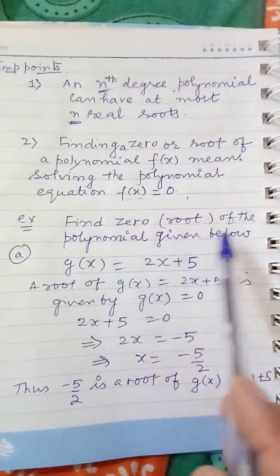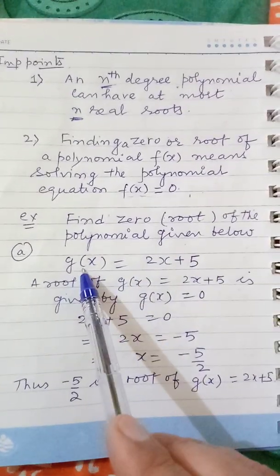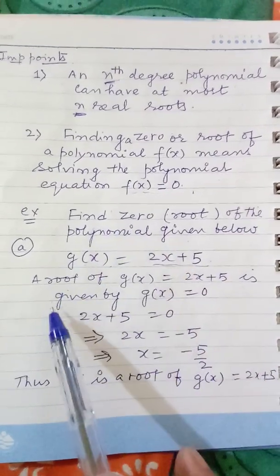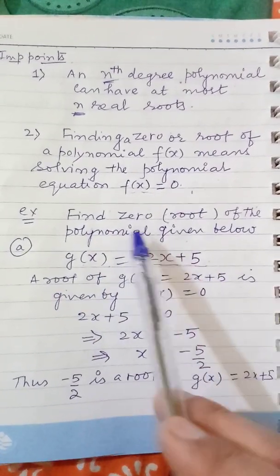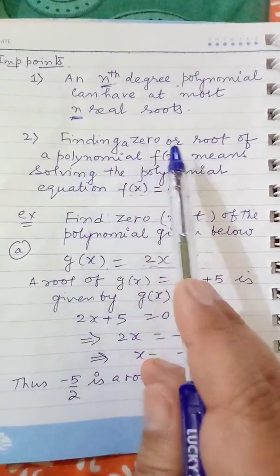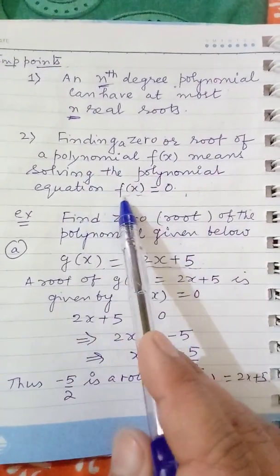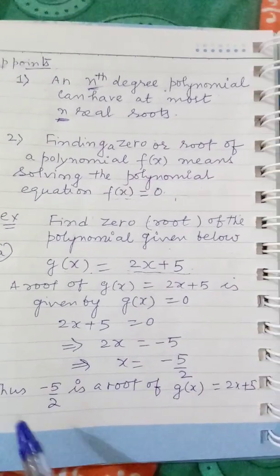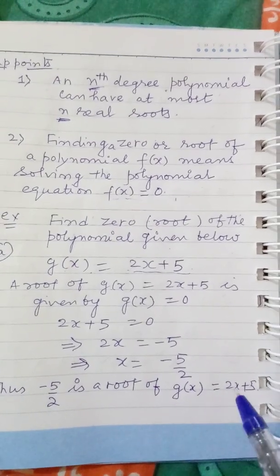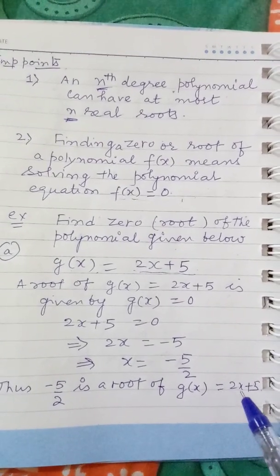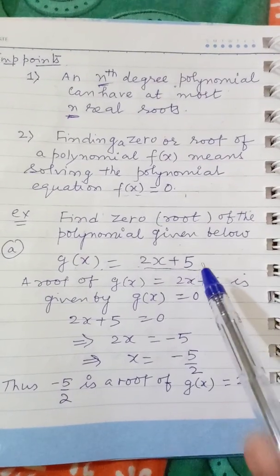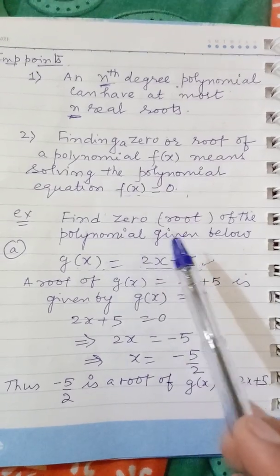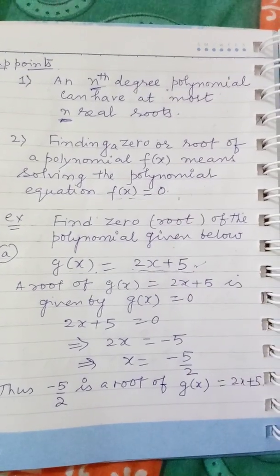Suppose we have to find the zero of the polynomial given below, g(x) equal to 2x plus 5. This polynomial is given to us and we have to find its zero. As we said, when you have to find a zero, you equate the polynomial with 0. By equating g(x) to 0, we get x equal to minus 5 by 2. So minus 5 by 2 is a root of g(x) equal to 2x plus 5. This is the case of a linear polynomial. Similarly, we can find zeros of quadratic polynomials, cubic polynomials, etc.